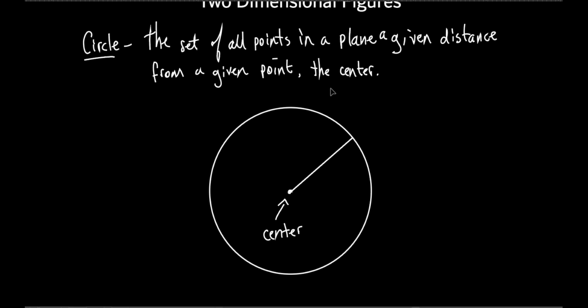Okay, it's a given point. So everybody see the definition now? It's a set of all points in a plane, right? That flat surface, a given distance from a given point. So this is your given distance. This is your given point. And if I take that distance from that point and I go all the way around here, that makes a what? Makes a circle. Okay. So let's call this C for center, and we'll just call this point right there B.